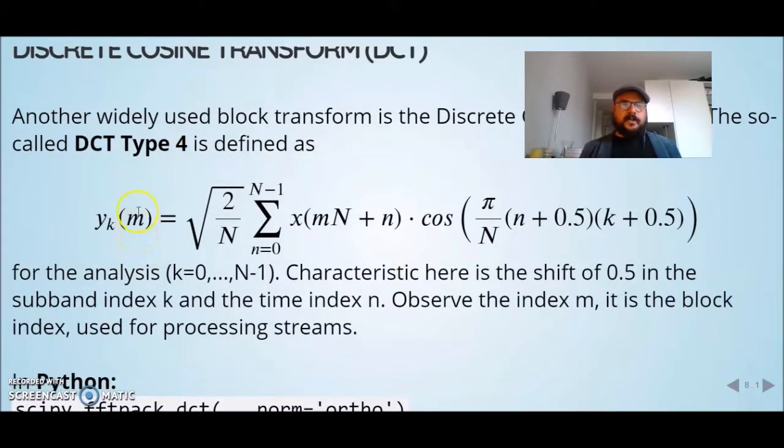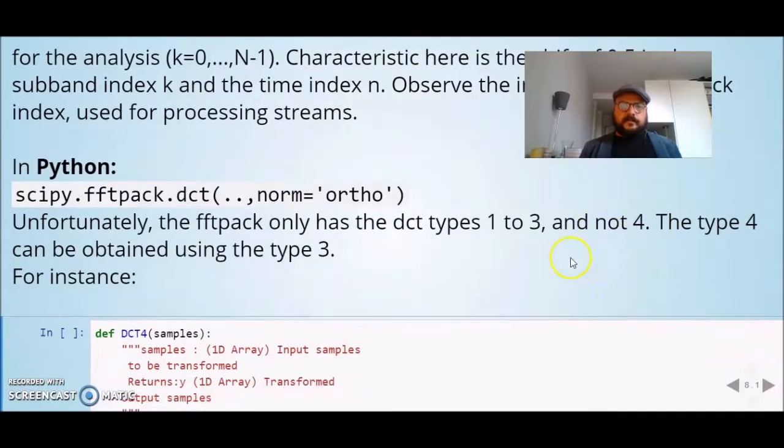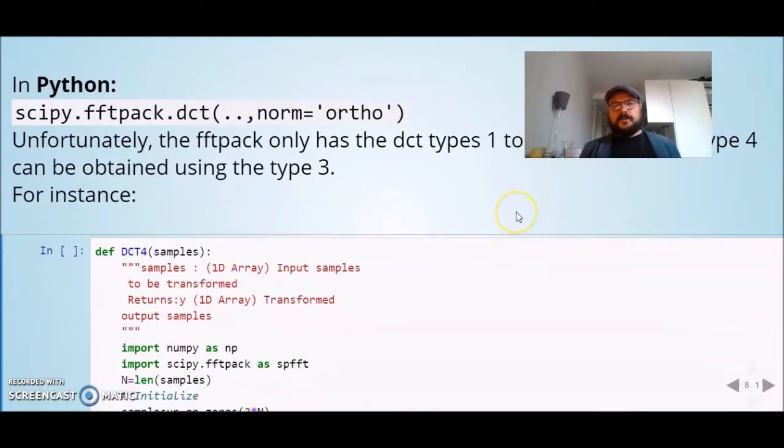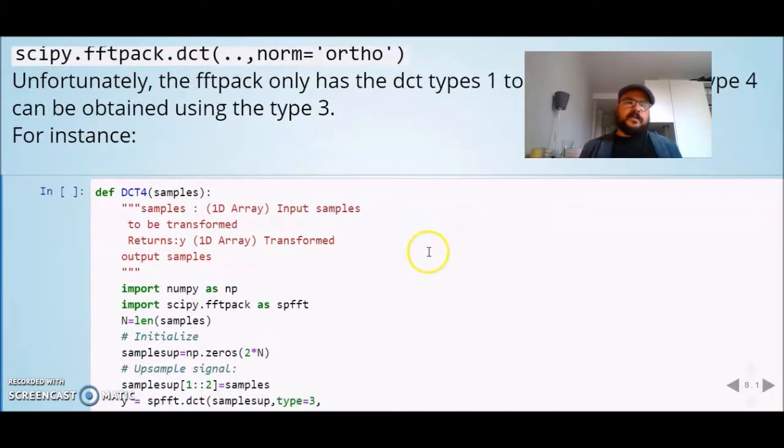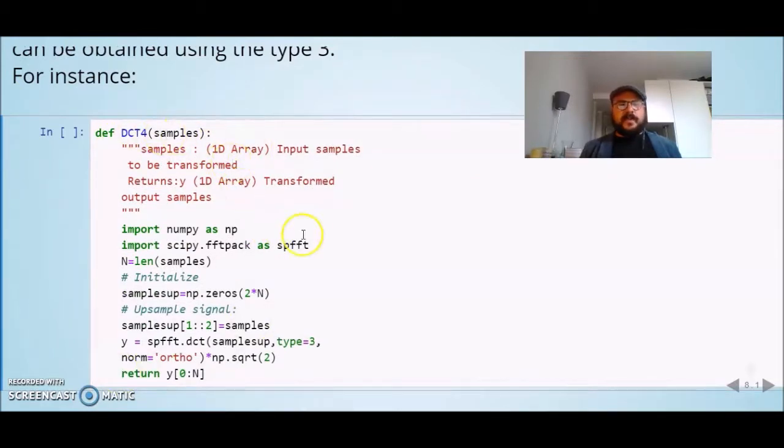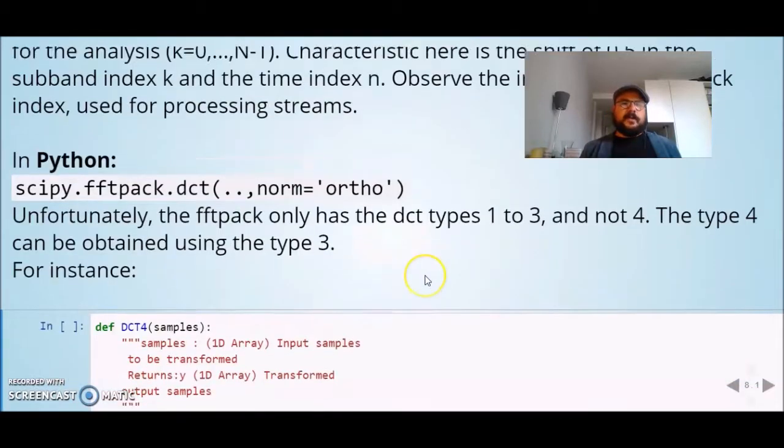We see here the block index m, so we're processing streams, and because we don't have an inbuilt function the way we want, we will adapt the DCT type 3. So we can define the DCT type 4 like this. We initialize, we upsample the signal, we take the DCT type 3 of the upsampled signal, we use the orthogonal normalization, we multiply it by square root of 2, and we will have what we want.